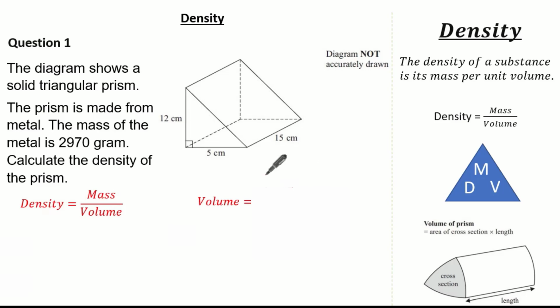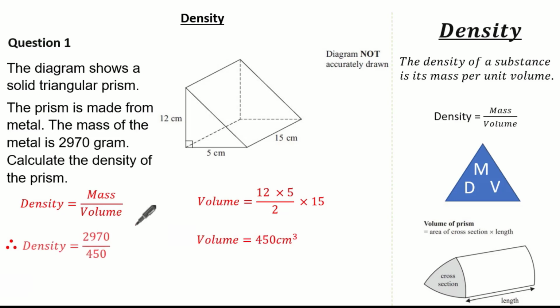Well, to work out the volume, it's the cross-sectional area, 12 times 5 divided by 2, multiplied by its length, which is 15. So therefore, the volume of this solid is 450 centimeters cubed. Now we know the volume and we know the mass, we can work out the density. So, substituting in, 2,970 divided by our 450 gives us a density of 6.6 grams per centimeters cubed, because our mass is in grams and our volume is in centimeters cubed.